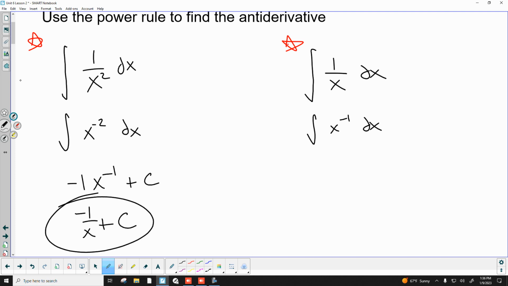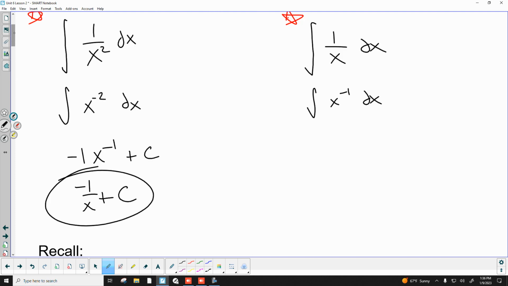All right, ready? We rewrite it as x to the negative first. You add 1, and you get x to the 0. You're not sure what to do with the reciprocal. Some people didn't write anything. Some people just left it as x to 0, and then they're like, oh, that's easy, x to 0 is 1. So the answer must be 1 plus c.